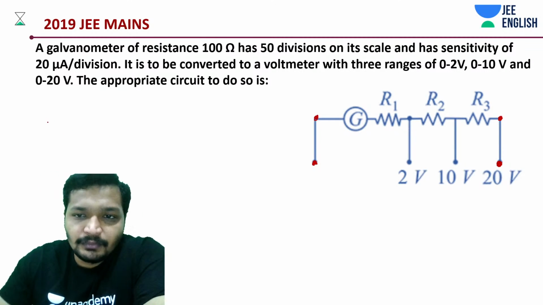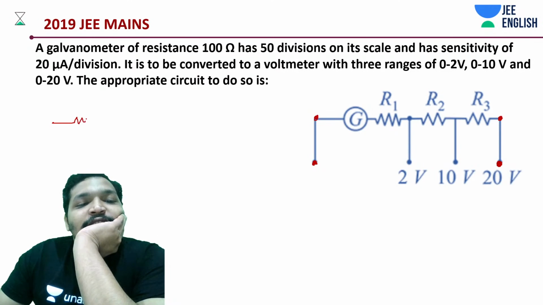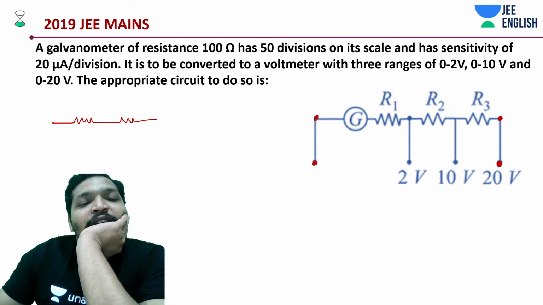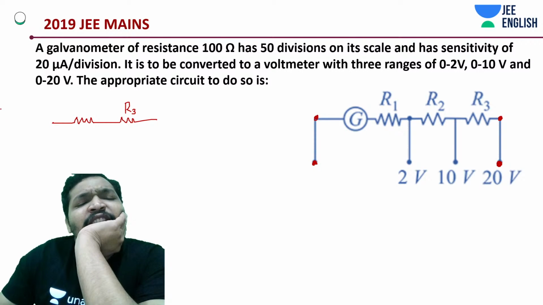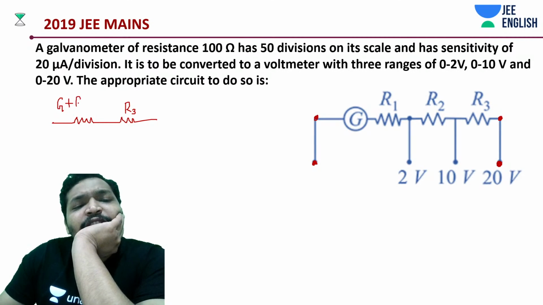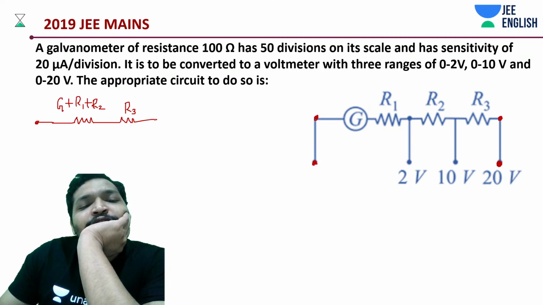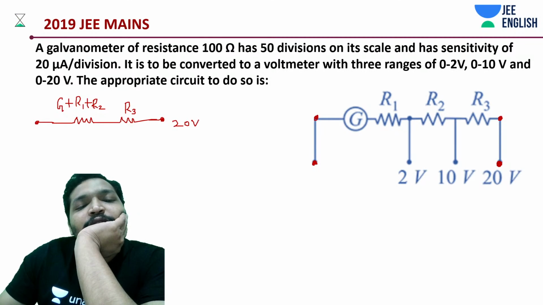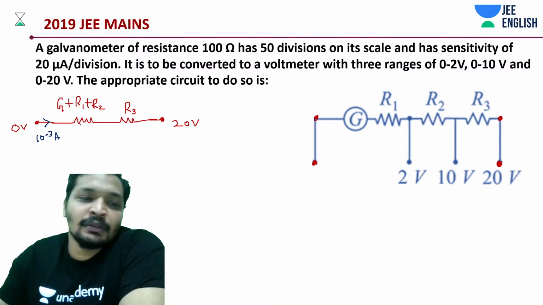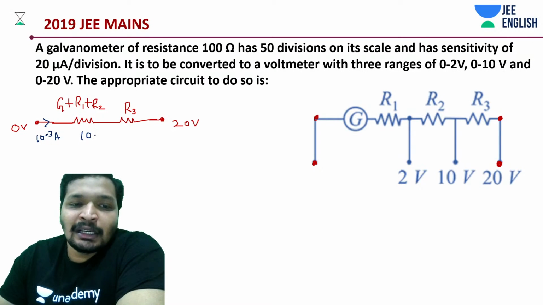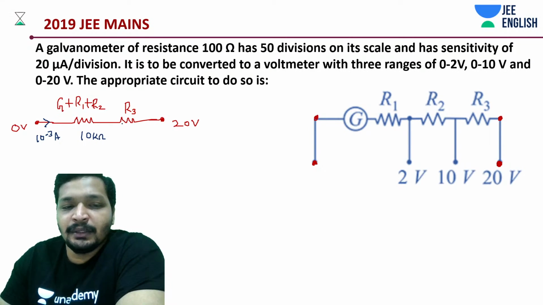You know the circuit? It's basically like an R3 you have, and we have G plus R1 plus R2, and the potential that needs to be measured across them is 20 volt. The other thing that we know is this current is 10 to the power minus 3 amperes, and this is the equal potential drop. That is the easiest way to think about it. This is 10,000 ohms, so 10 kilo ohms.